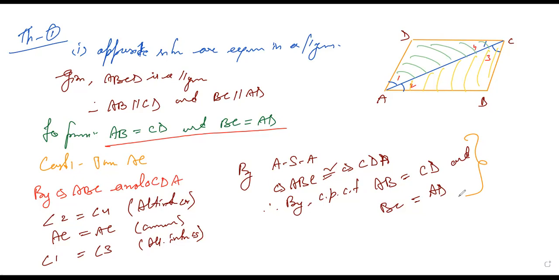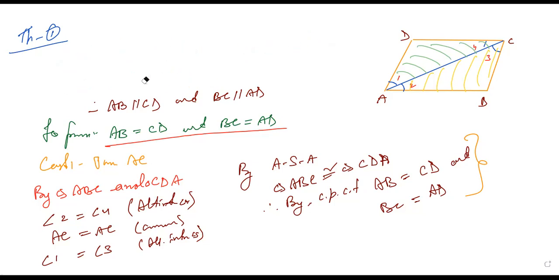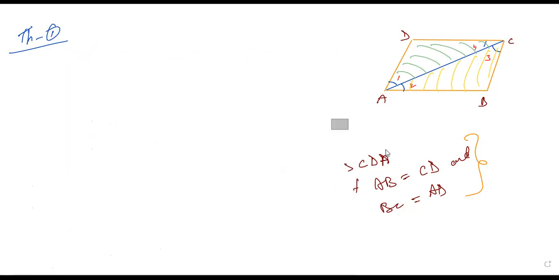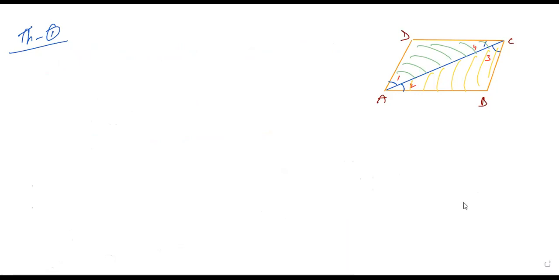The next thing which we are going to prove over here is that the opposite angles are equal. So again, in theorem 1 only, we have to go for this thing, that the opposite angles are equal. How are we going to prove that the opposite angles are equal? Just a minute, let's see how we can say that. So this was theorem 1's part 2.